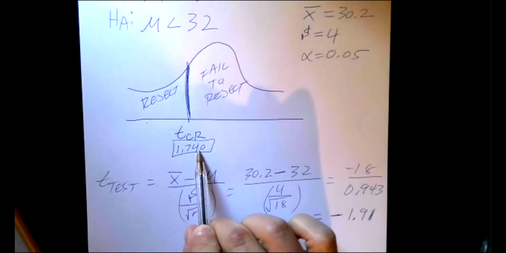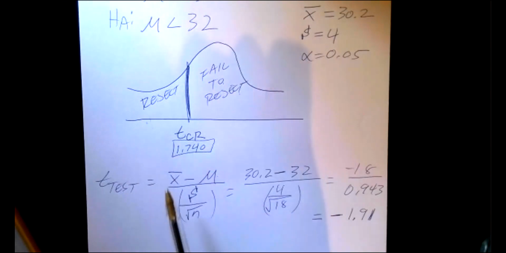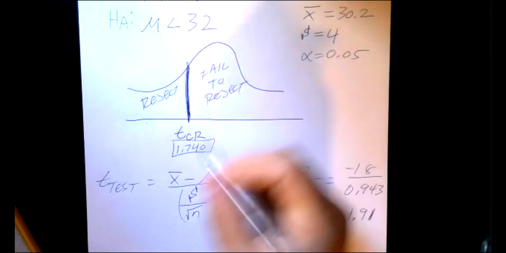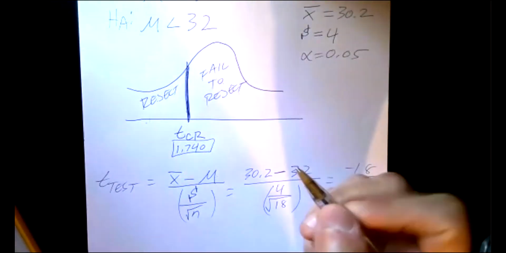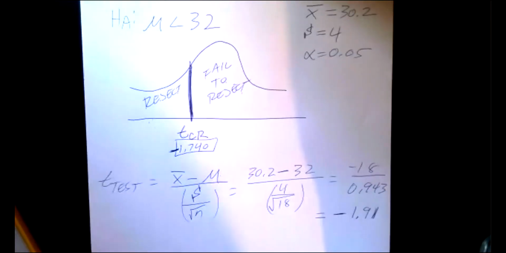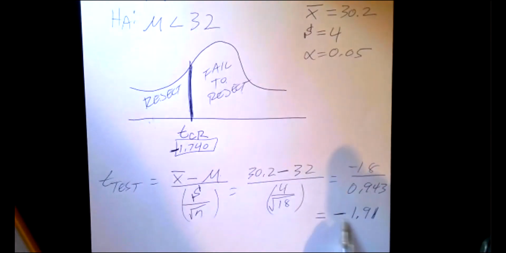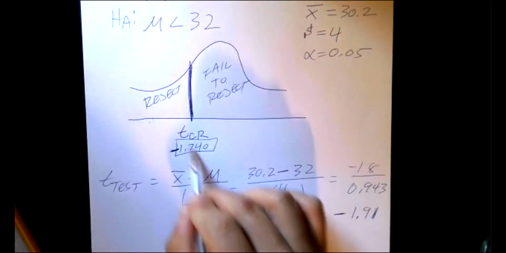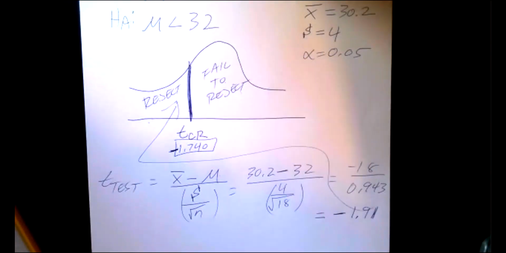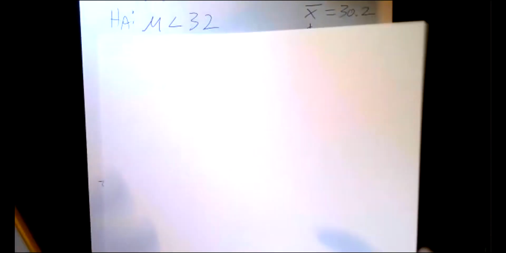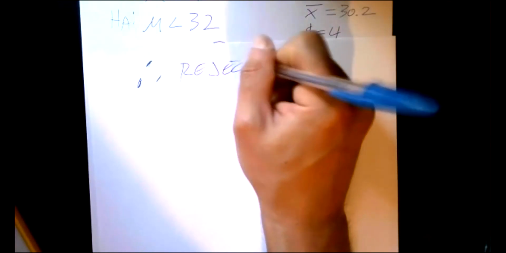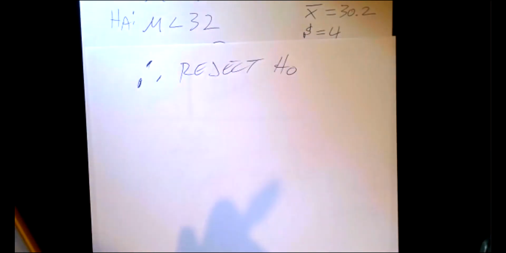Look at this. The table told me 1.74. The table doesn't know that this is on the left. This needs to be what? You're right, negative 1.74 because this is on the left. Now our test statistic is negative 1.91, which is smaller than this, which means it lands in the rejection region. Therefore, we reject the null hypothesis.